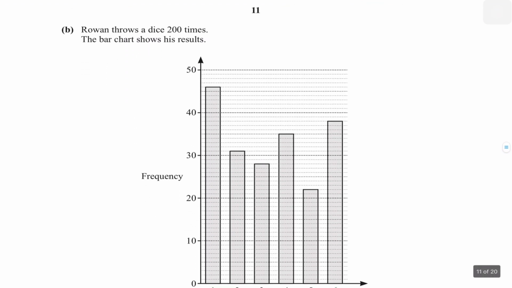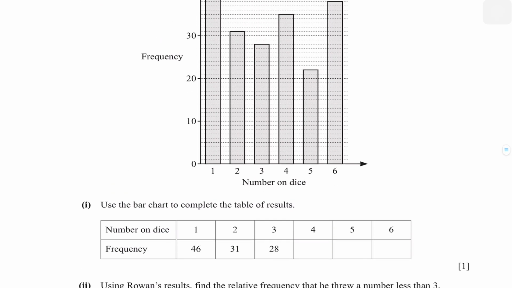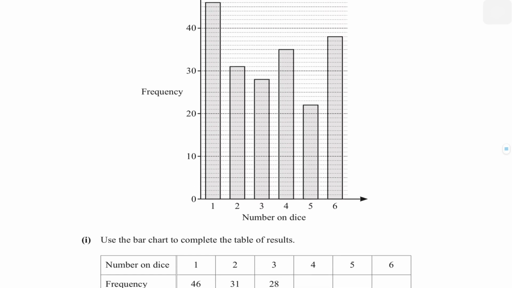Okay. So part B says Roman throws dice 200 times. The bar chart shows his results. Use the bar chart to complete the table of results. Okay, so we just have to read the frequency and write it in the table.